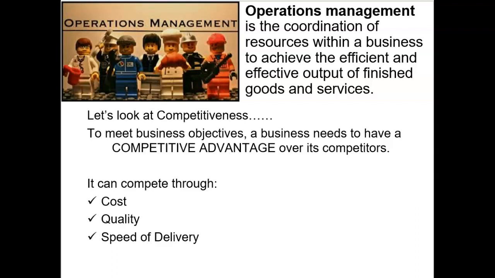Then we can compete on quality, or we compete on speed of delivery. We produce our goods in such a way that they go through our operations management system so quickly. They may be the same cost, they may be the same quality as our competitor, but we can produce them and deliver them to our customers far quicker than our opposition. If we can make any of those happen, cost, quality, or speed of delivery, then we have an opportunity of gaining a competitive advantage over our competitors.